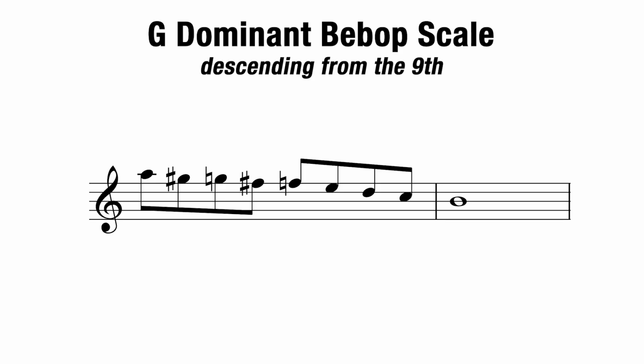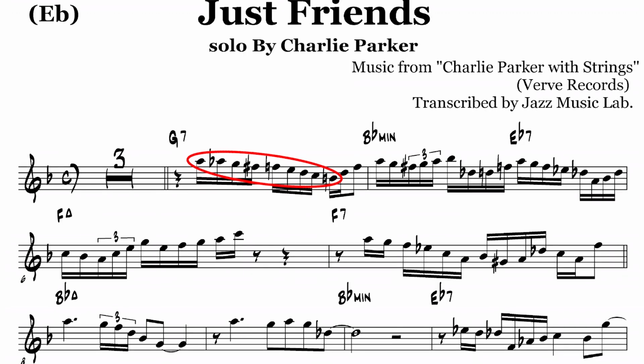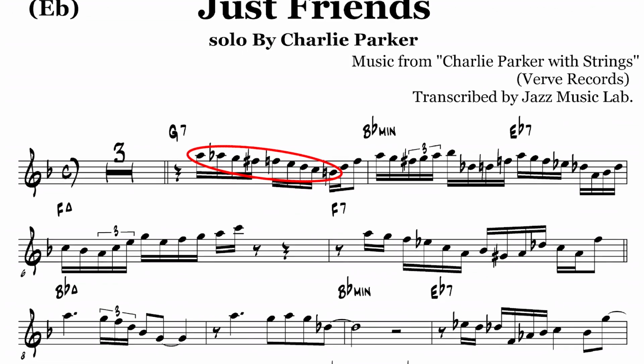Let's take a look at this example that comes from page 2. Cecil shows us that on a G7 chord, if we were to start on a downbeat with a ninth, we can insert another chromatic passing tone between the ninth and the root. This will safely land us back onto a chord tone for the next downbeat, allowing us to return to the original dominant bebop scale. This is actually exactly what Charlie Parker does in the opening of his famous solo over the jazz standard Just Friends. So that's pretty neat. That was it for the ninth.